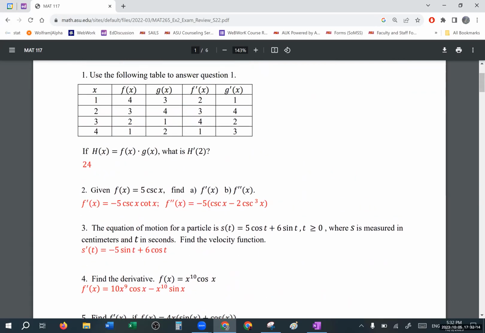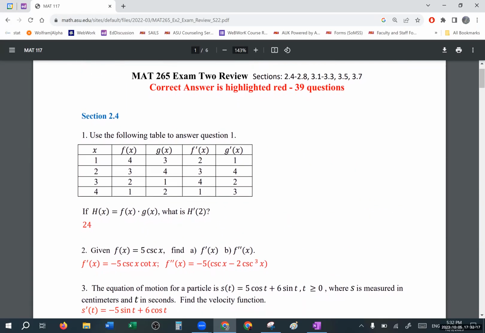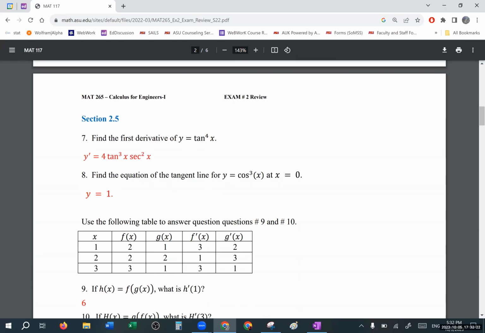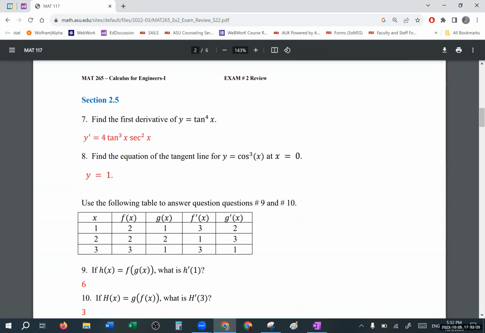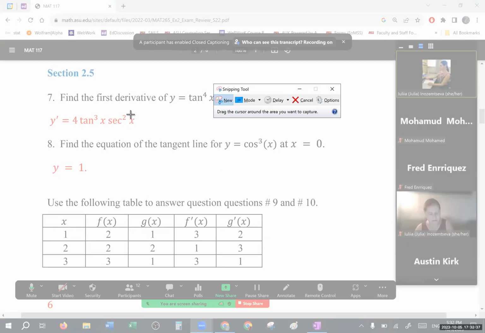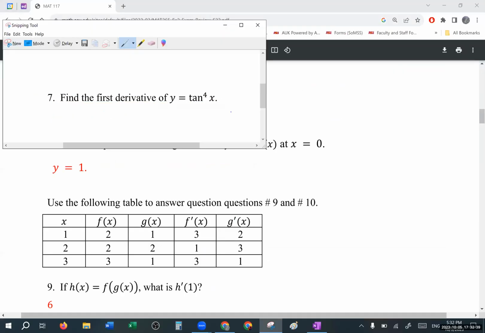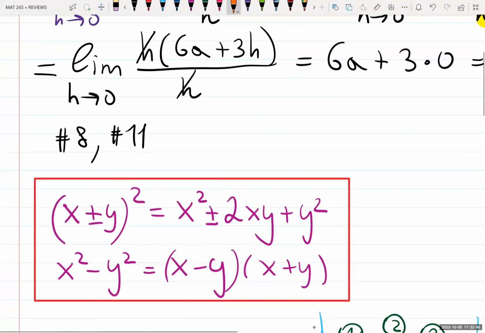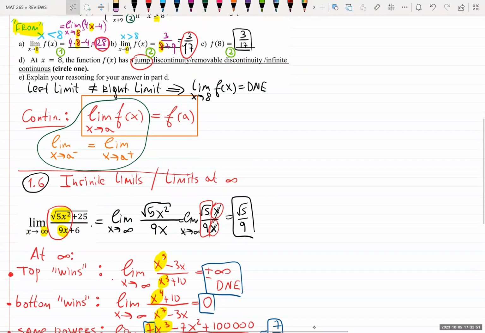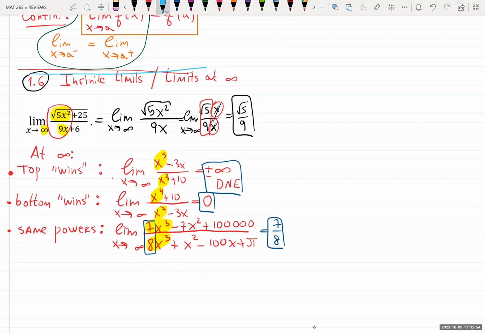Right, let's see. We're starting with 2.4. I have 2.5 in my notes, so let's have 2.5. Let's review number 7, 8, those kind of things. Oh, number 7, how convenient. They have a solution right in front of you, kind of spoiling the fun, but it's fine. Let me show you. We worked on that. Limits at infinity. Let me put this in the table.